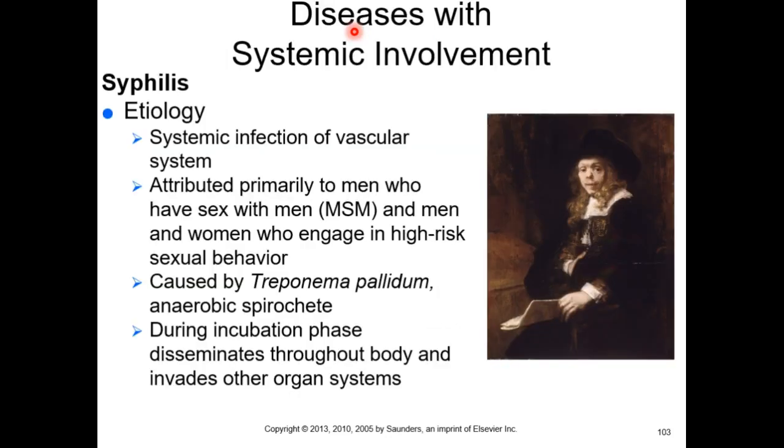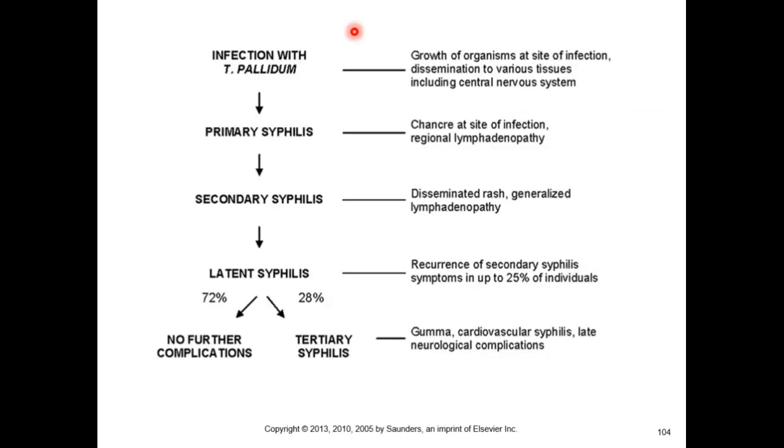Yeah. So initial infection, there may be just a canker at the site of infection. There may be some regional lymphadenopathy. You may not feel great. But then it's going to have a bunch of latent periods. Ultimately, you may end up with a disseminated rash and generalized lymphadenopathy. But then you'll have an extended latent period, years in which it's completely asymptomatic. Maybe there's no further complications. Maybe it's just a latent infection. Or maybe it develops into tertiary syphilis, in which you have neurological and cardiovascular complications.